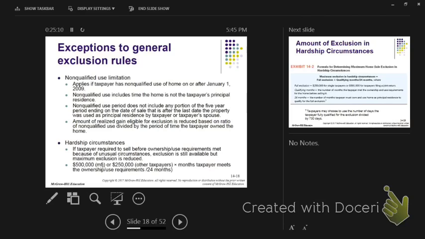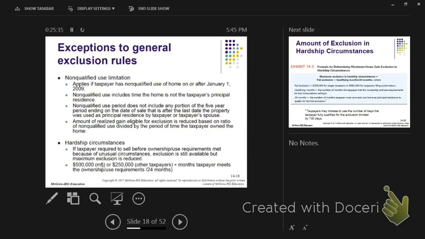The non-qualified time, that period, does not count as part of the 5-year period. So it's taken into account. The amount of gain realized is eligible for exclusion based on the ratio. So basically you just have to figure out how much were you not in the house, how much were you in the house, and based on that, do you qualify for the exclusion.